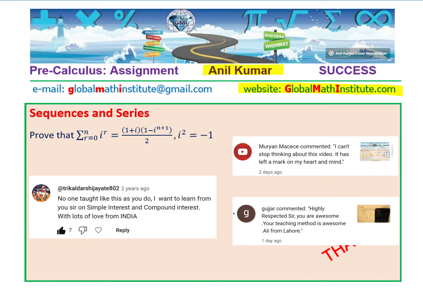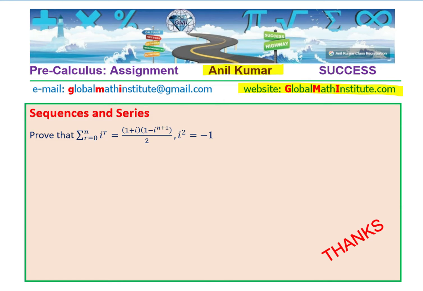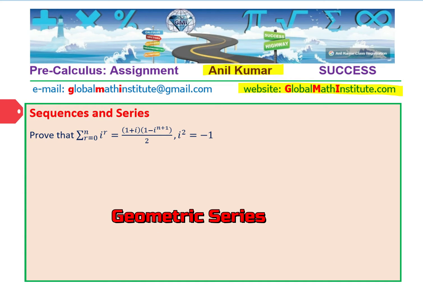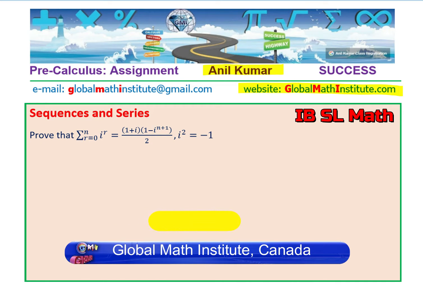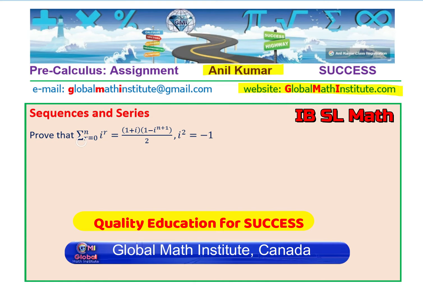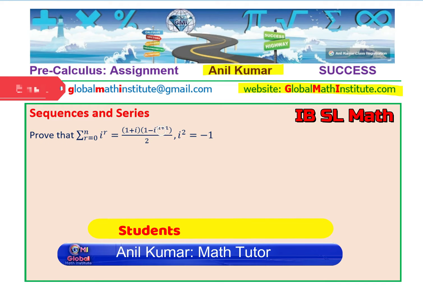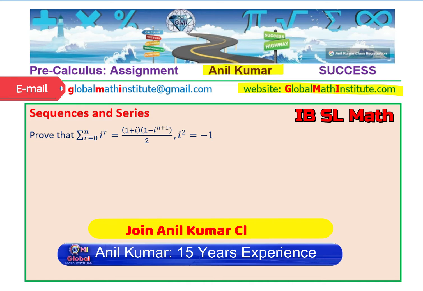In this video, we have taken up another excellent question which has come in past test papers for IB students. Let us see how we find the sum of the given series. The question here is: prove that the sum of the series i to the power of r, where r goes from 0 to n, is (1 plus i) times (1 minus i to the power of n plus 1) divided by 2, where i is a complex number such that i squared is equal to minus 1. Very interesting question. You can always pause the video, answer, and then look into my suggestions.